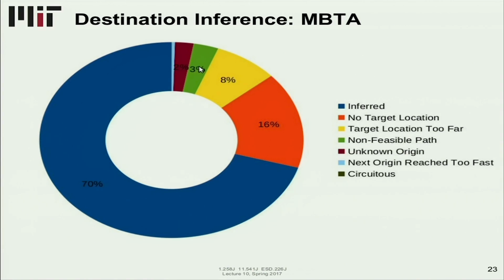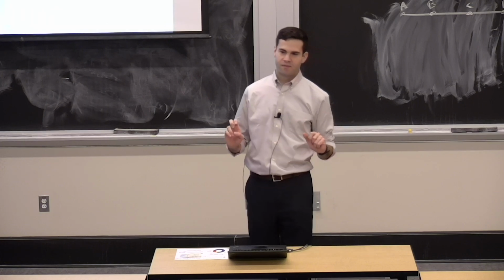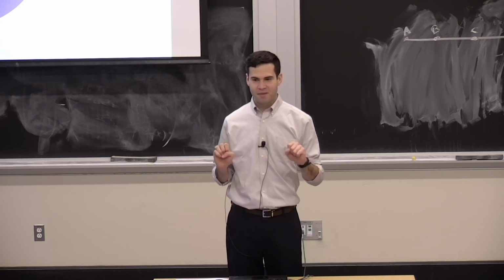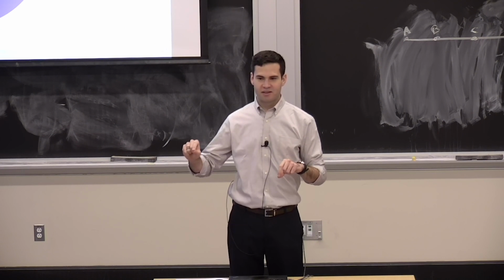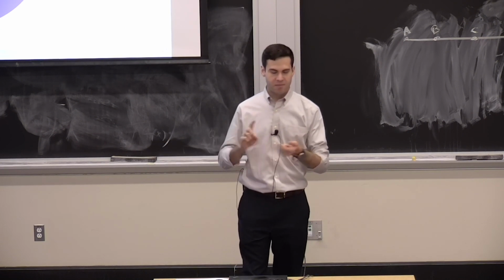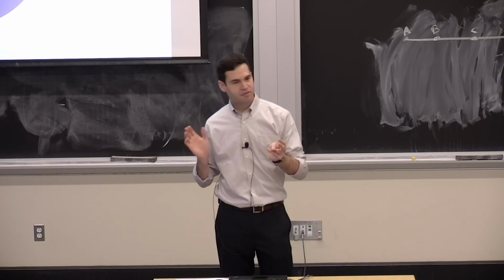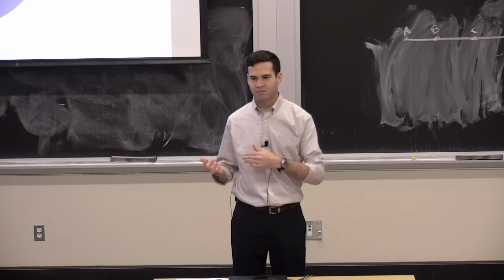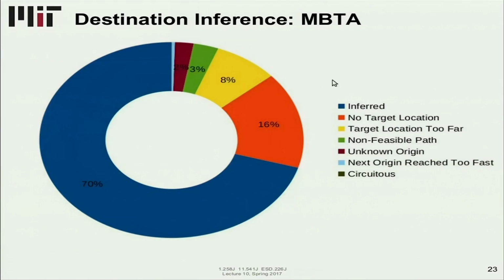Some paths were non-feasible. That means the algorithm did not find any path that made it to the target on time to make the next tap. So that could be bad data. It could be a number of things, right? There are some assumptions about how quickly people can access trains, and so many things can go into that. And then unknown origin, so errors in data, etc. Okay?